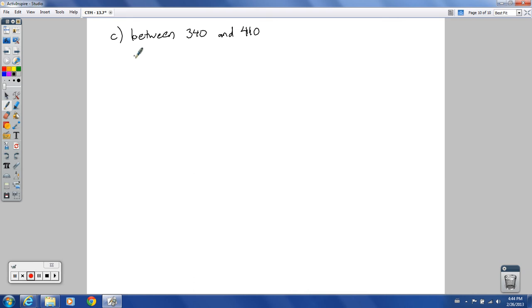So we don't need to actually calculate the z-scores again. We can just say that z of 340, just as a reminder, was equal to negative 1.33. We figured that out in part B, so let's say from part B. And z of 410 was equal to 1. So we're going to be using that and that. This was from part A.